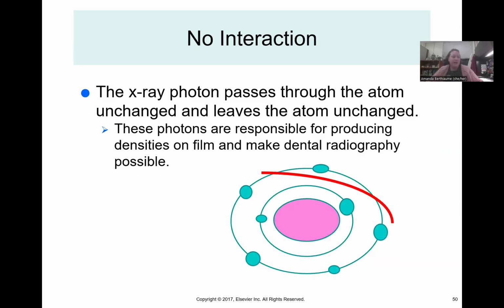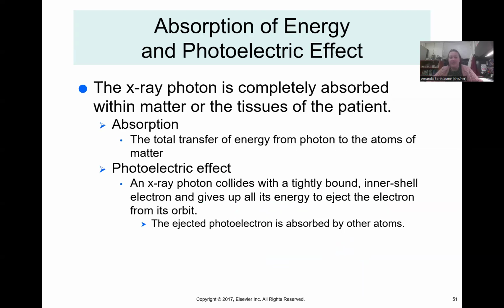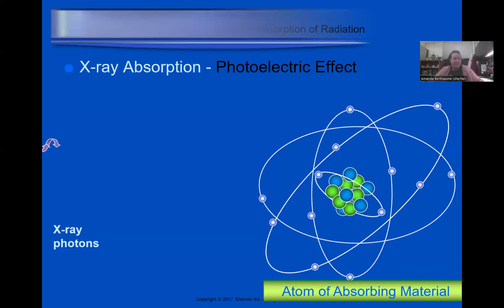So with no interaction, the X-ray passes through the atom unchanged. Nothing happens. These photons are responsible for producing densities on a film. Okay, it makes it happen. It leaves the atom unchanged, right? Then there's absorption, the photoelectric effect. So the X-ray photon is completely absorbed in the matter or the tissue of the patient. So it's traveled from the radiation source into the patient, it's staying in the patient, and changing the patient itself.